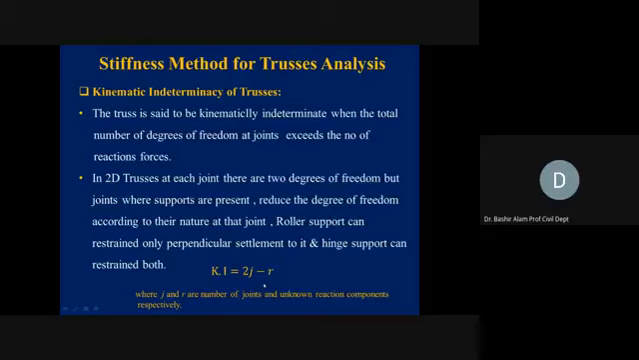We assume there is no reaction now. 2J means there is no reaction. But when we look at the support conditions, when reactions are coming, we deduct those from 2J, and we get the total kinematic indeterminacy of the pin jointed frame. So J and R are the number of joints and unknown reaction components respectively. So 2J minus R will give you the degree of freedom of the structure.